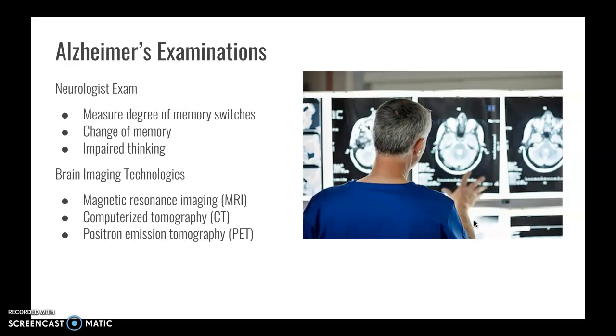There are also brain imaging technologies that are used in conjunction with the neurologist. They use magnetic resonance imaging, which is an MRI, and an MRI uses powerful radio waves and magnets to create a detailed view of your brain. And there's also the CT scan, the computerized tomography, which uses X-rays to obtain cross-sectional images of your brain, which is important because there's going to be a major shift in how the brain usually is.